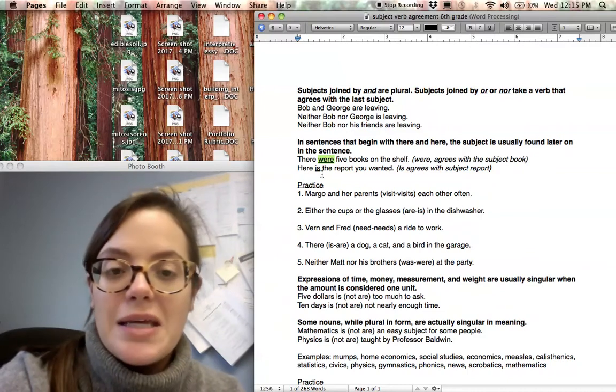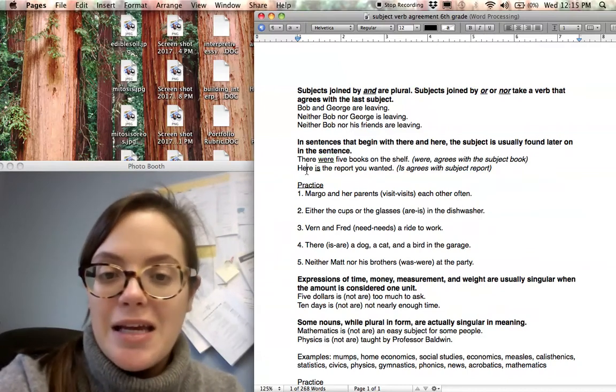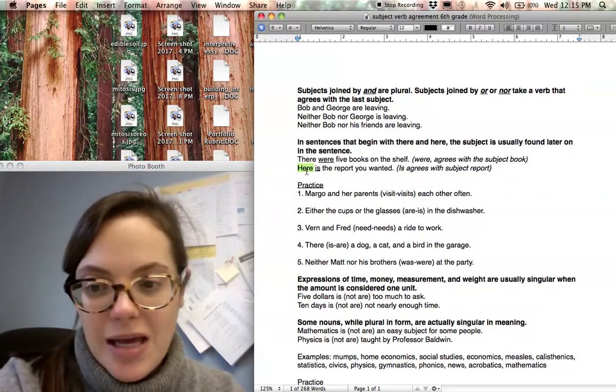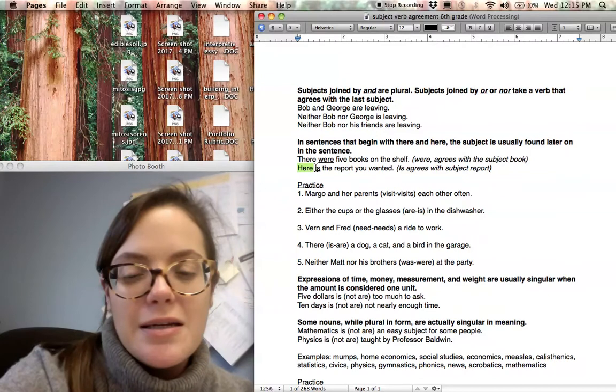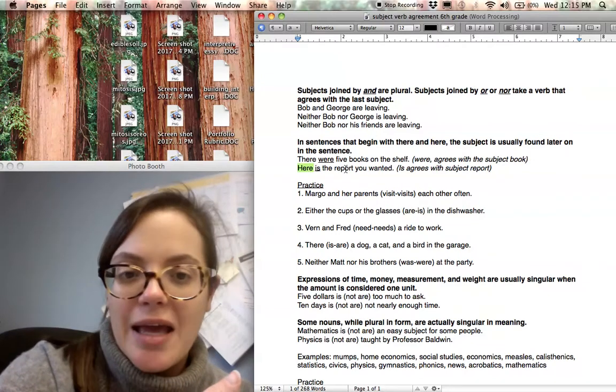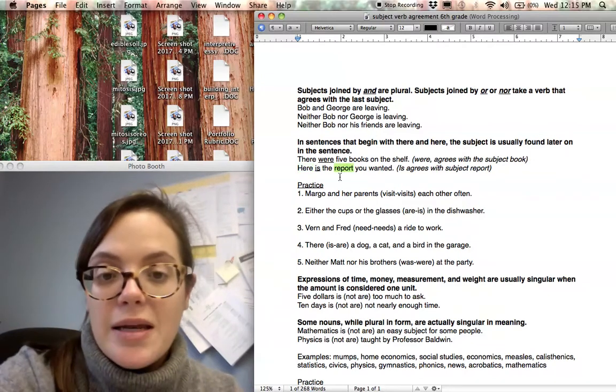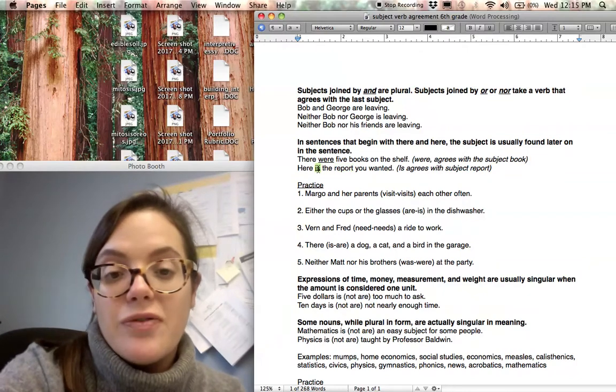Now, let's look at my next one. Here is the report you wanted. Again, here is not actually the subject. Even though it comes before my verb, which is where we usually look, we've got to look later on in the sentence to see what is here. And it's the report. Now, report is singular, so I'm going to choose the singular verb is.